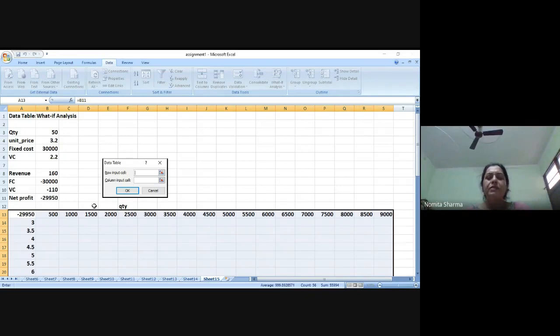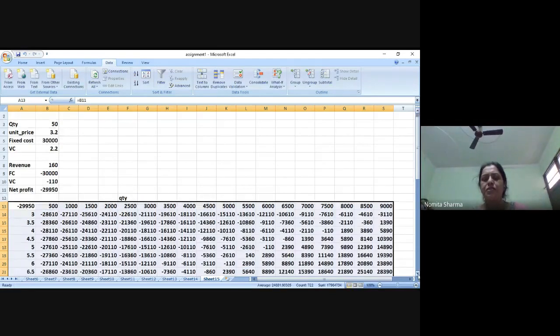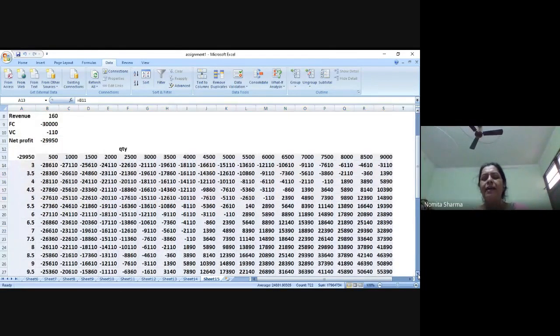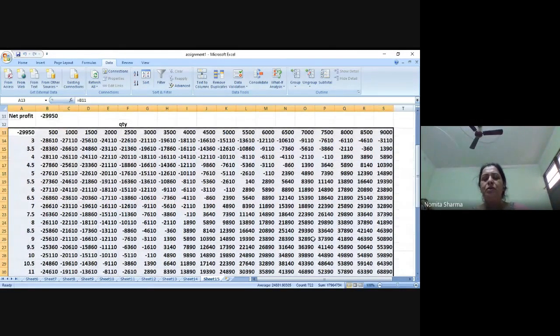So we have the data table option. In this, we have to give a row input cell and a column input cell. The row input cell will be the quantity. I want to take this as this. And in the column input cell, I would want to have unit price. And then I say okay, let's see what happens. I suppose the magic will happen. Oh, wow. So it has given me these numbers. As you can see very clearly, the whole blank matrix has been filled with numbers.